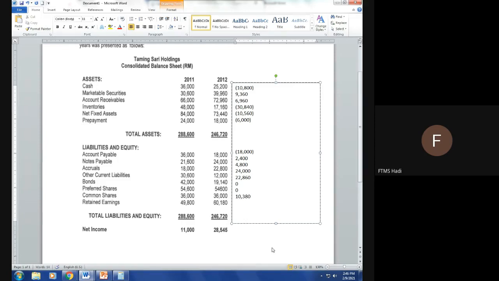Okay, and then of course the last part will be current net income, 28,545. Okay, so that is the differences. This amount we will put later on in the cash flow statement. But of course, we need to classify whether it is CFO, CFI, or CFF.